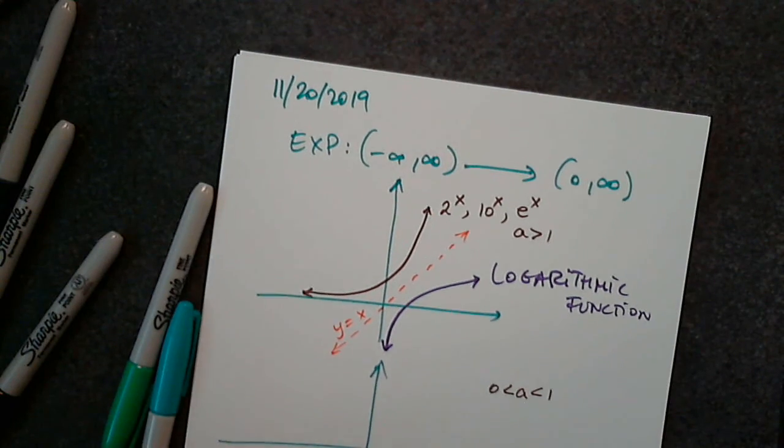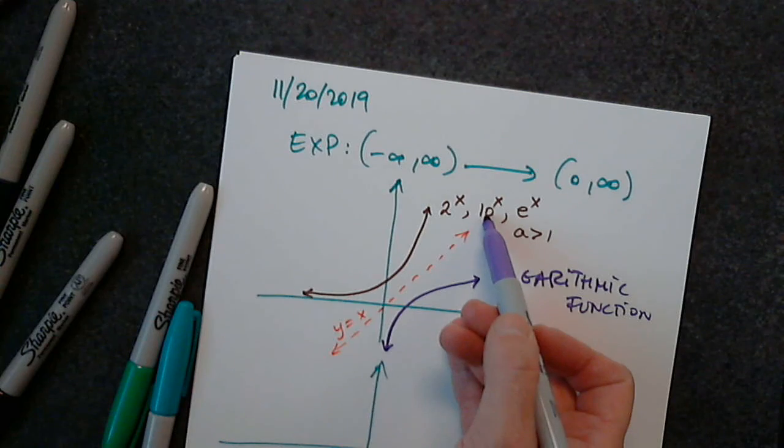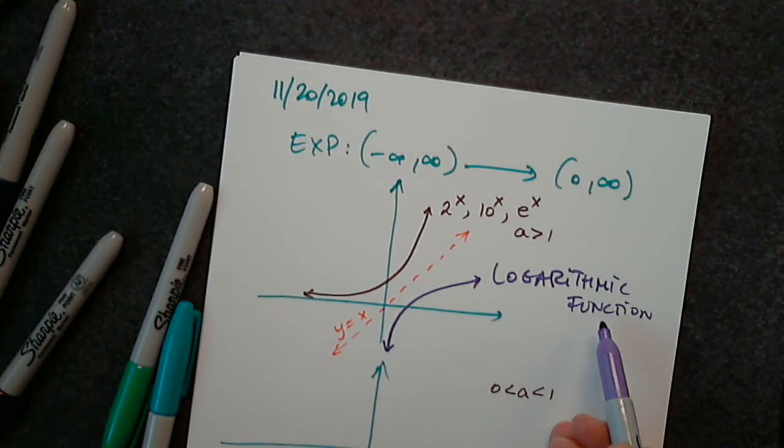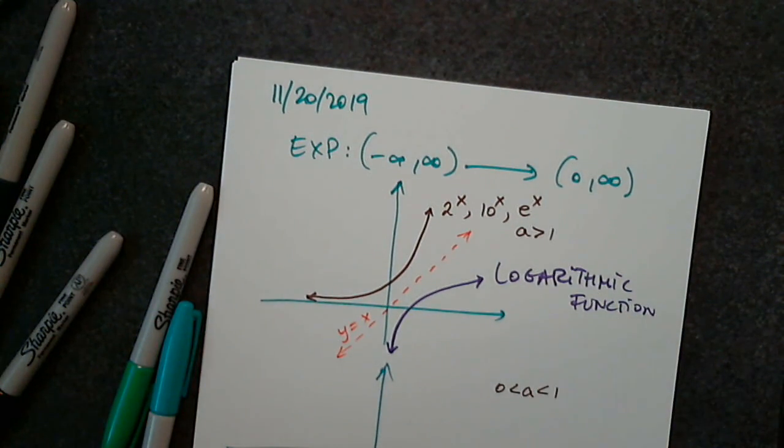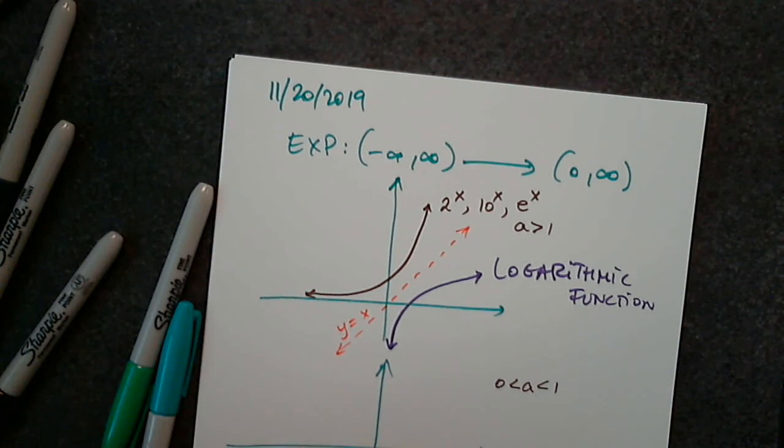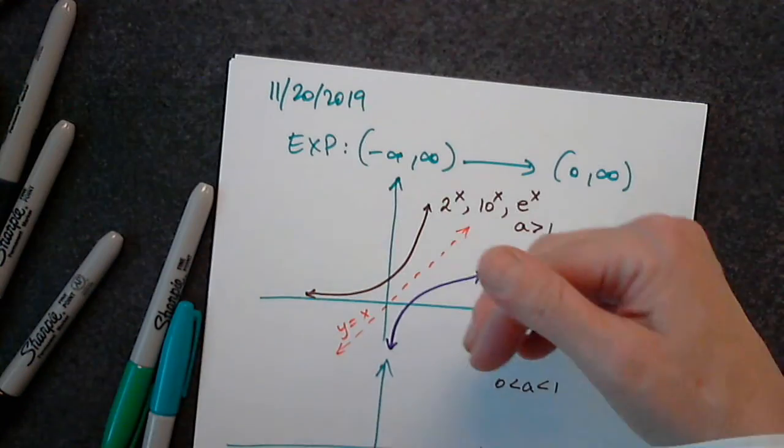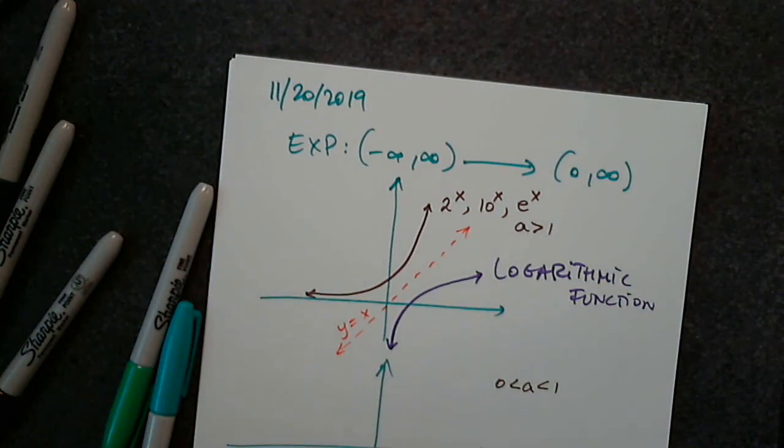And the base must be the same. If this is base 2, this one will have base 2. If this is base 10, this one will have base 10. If this is base e, this one will have base e, over the y equals x.